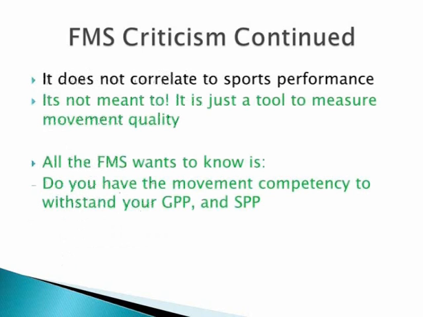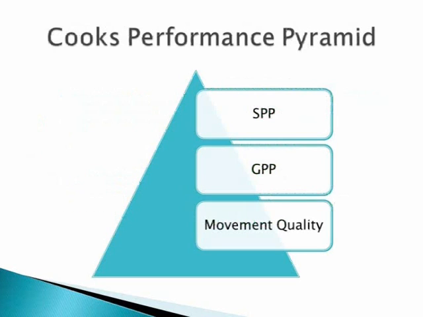And another argument that is made is that it does not correlate to sports performance. And this is also 100% correct. It's not meant to. The functional movement screen is just a tool to measure movement quality. No more, no less. All the functional movement screen wants to know is, do you have the movement competency to withstand your general physical preparation and specific physical preparation? So here is a pyramid that depicts this. So at the foundation we have movement quality, and as we work our way up to the apex of the pyramid we see GPP and then SPP at the top.